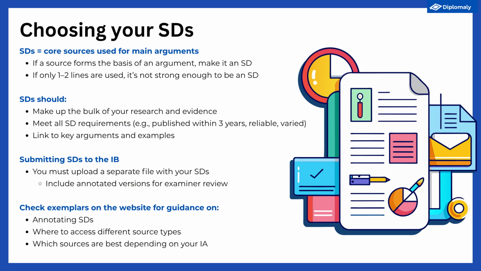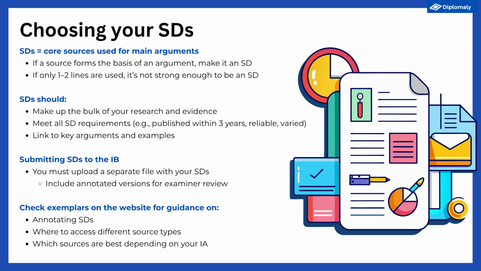Finally, let's come back to supporting documents and how to figure out which sources to pick as your SDs. You will likely do lots of research and collect information from lots of different sources. So how do you choose which ones are supporting documents and which ones are not? Remember that SDs should make up the bulk of your research. If a source is used as the basis of one of your arguments, we recommend you make it one of your SDs. If you only use 1 or 2 lines or pieces of information from the source, it is not worthy of being an SD.